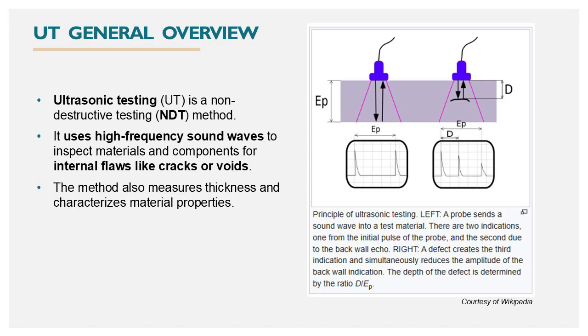Ultrasonic examination or UT general overview. Ultrasonic testing or UT is a non-destructive testing or NDT method. It uses high-frequency sound waves to inspect materials and components for internal flaws like cracks or voids. The method also measures thickness and characterizes material properties.